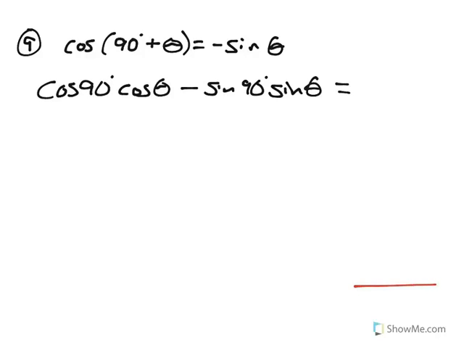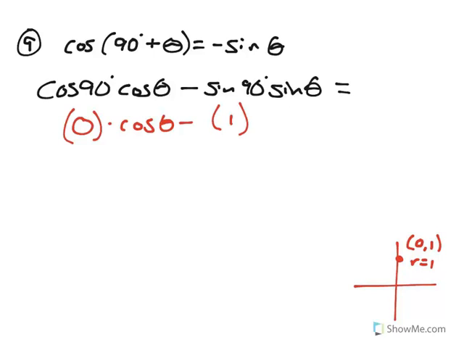Doing some side work here. 90 degrees is on the positive y-axis. At that location, x is 0, y is 1, and r is 1. Cosine of 90 is x over r, that's 0 over 1, which is 0. Sine of 90 is y over r, that's 1 over 1, which is 1.